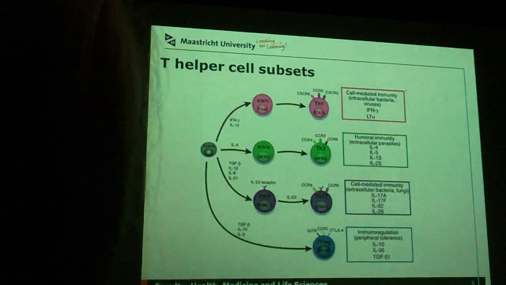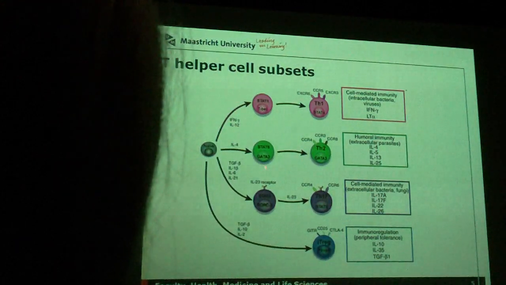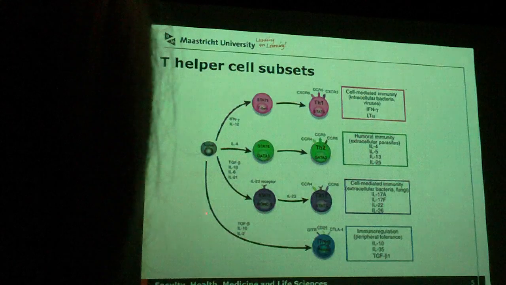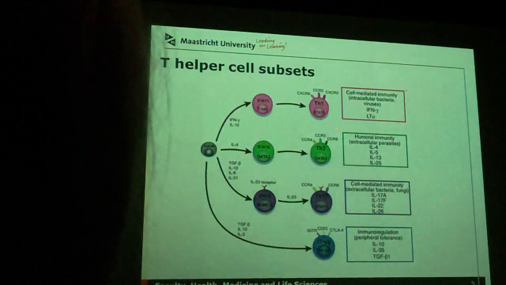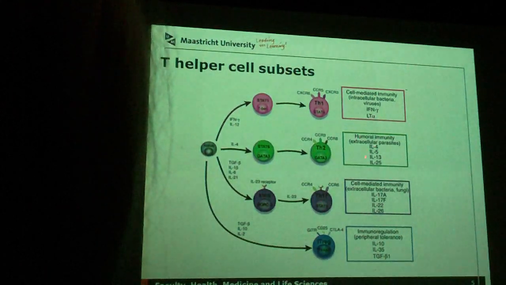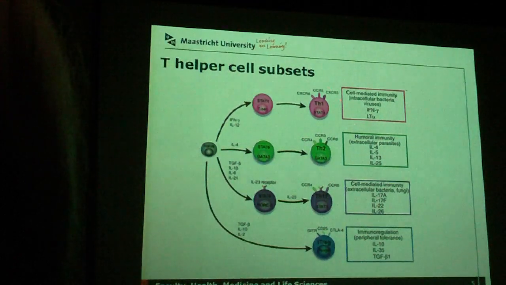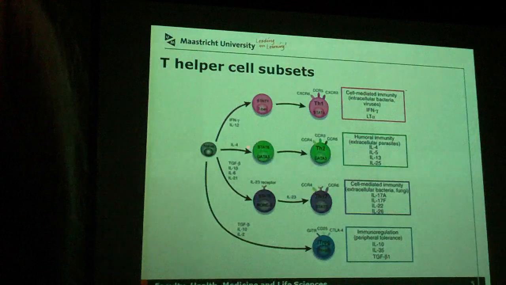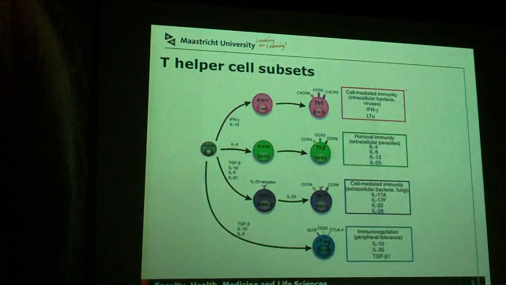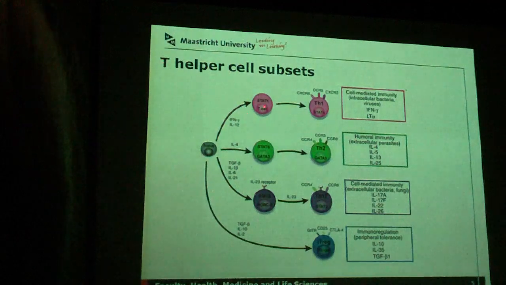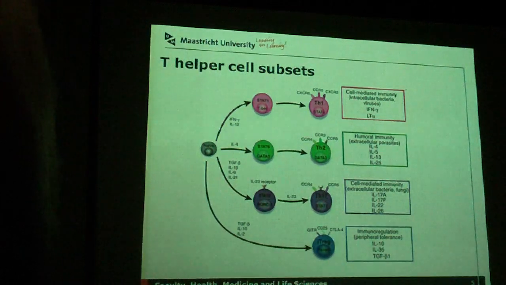What is different between these cell types is that they are induced under different circumstances, a different milieu. They produce different effector cytokines, they express different chemokine receptors, and crucially, they also express a different transcription factor. It is thought that this transcription factor drives the expression of these chemokine receptors and cytokines in this specific cell.